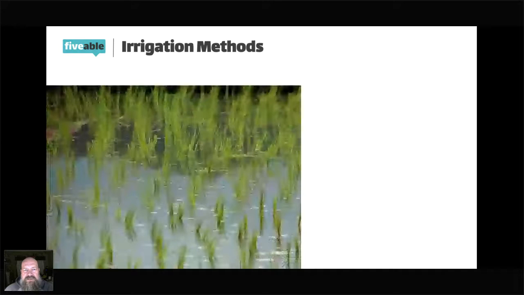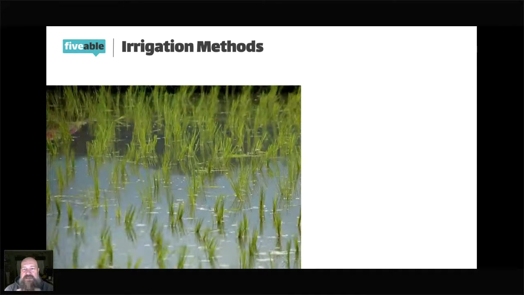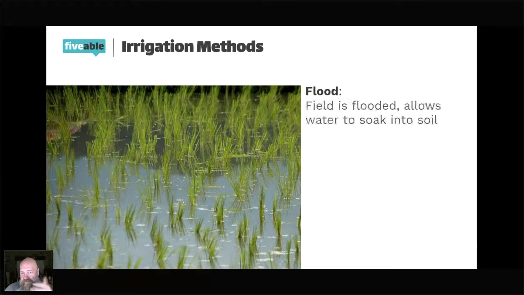Okay, so take a guess as to what irrigation method we're looking at here. That's right. Thank you, Ethan. It is a flood. Those right there happen to be rice paddies. They are very good with an insane amount of water. So here is the flood method. Again, the field is flooded and then the water is allowed to soak into the soil.